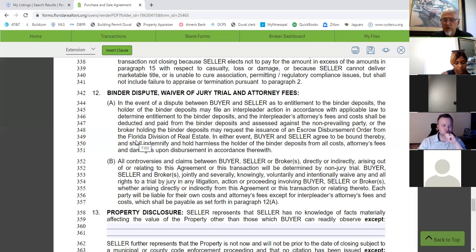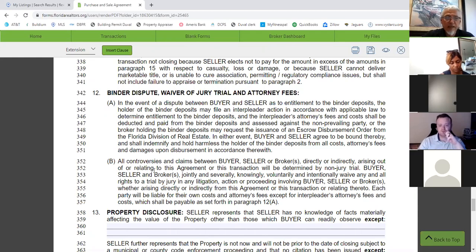Buyer and seller and brokers jointly and severally, knowingly, voluntarily, and intentionally waive any and all rights to trial by jury in any litigation, action, or proceeding involving buyer and seller or brokers, whether arising directly or indirectly from this agreement or this transaction or related thereto. Each party will be liable for their own costs and attorney's fees except for interpleader attorney's fees or costs which are payable as set forth in 12A, which means they're paid out of the binder. Okay. All that makes sense?